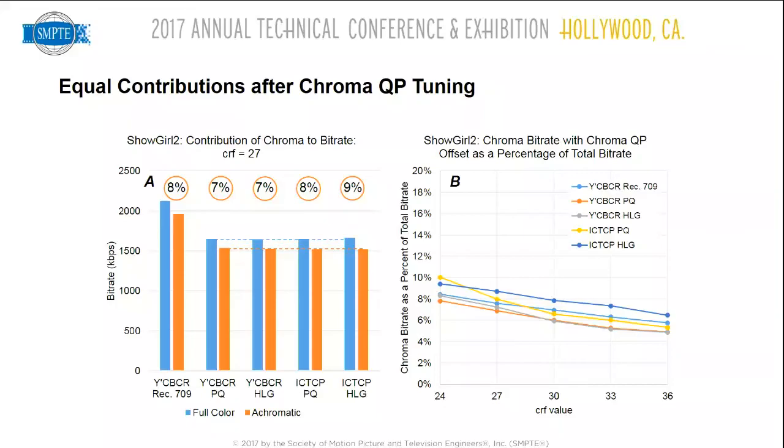So now we have a situation by tuning X265 where SDR and our 4 HDR permutations are all equivalent in terms of how many bits they're using for a CRF value, the constant quality value, and what percentage of that total bit rate is due to chroma, and what percentage of that total bit rate is due to luma. Having now that equal playing field, that ground truth, we can start looking at other things.